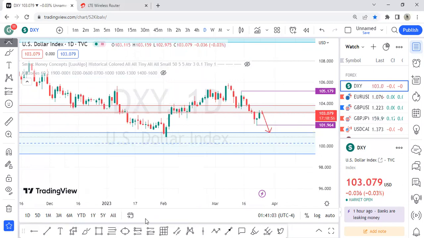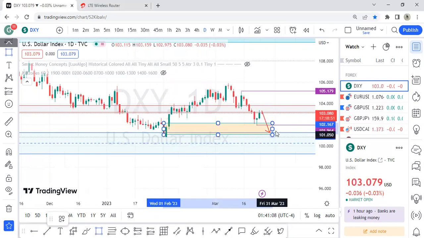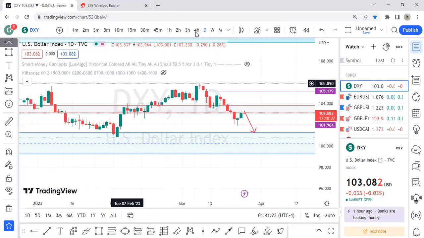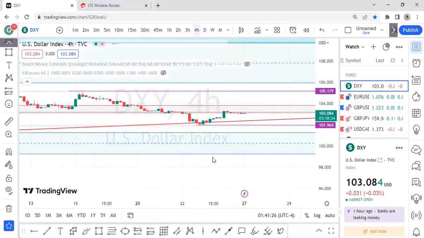Right. But I can see that price has hit this order block, right? But looking at the current structure, I want to say DXY expands to this low. I expect that at a key level. So it might drop a bit more, but it might not be in the early hours of this week, right? So let's go to the 4 hour and see how the structure is.